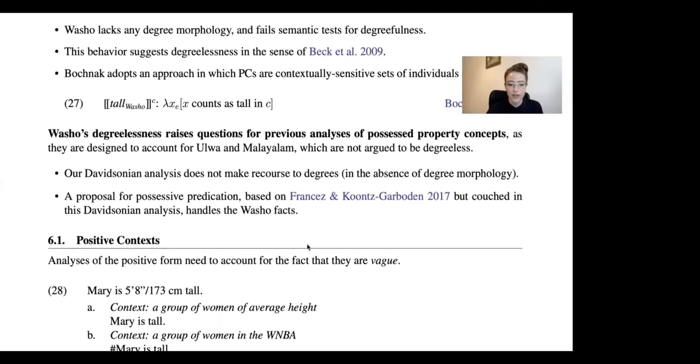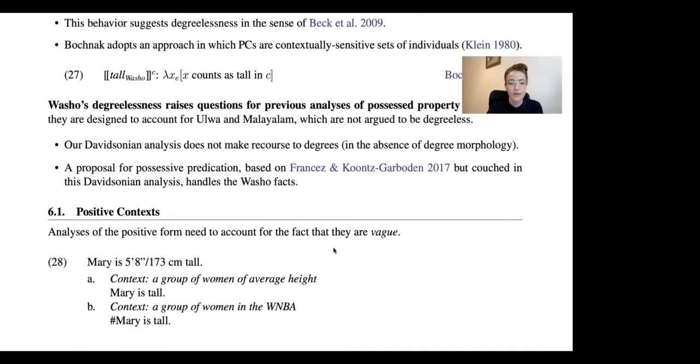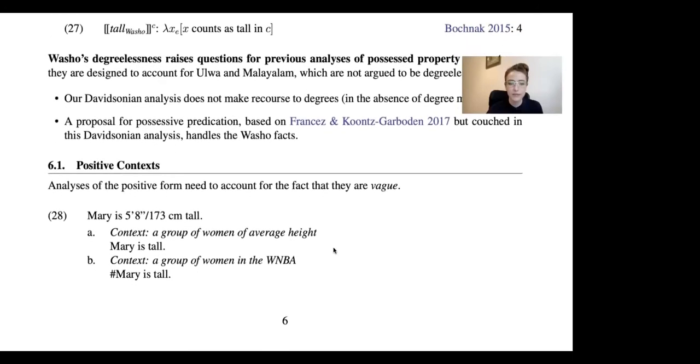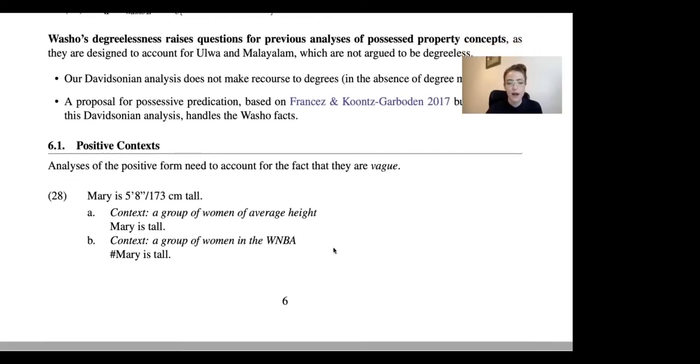Right, so in order to show how this works, we'll go through a couple of different types of constructions that are crucial for understanding the meanings of property concepts. And the first of these constructions has to do with positive contexts. Analyses of the positive form of property concepts need to account crucially for the fact that they are vague. And what this means is that the truth conditions will depend on the particular context of the utterance.